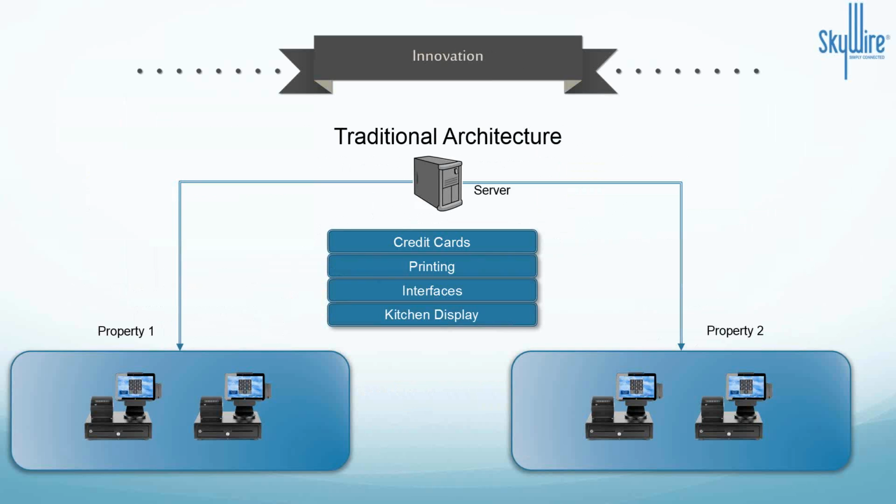If you can't run offline and you can't take a transaction in an offline state, then you've fallen way behind the curve as far as technology goes. So let's take into account traditional architecture. This is what could be called server client. Basically, every terminal, you'll see here, property 1, property 2, will send every request from a keystroke to a kitchen printing to interfaces up to a server or a group of servers.